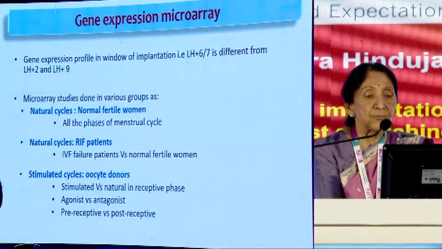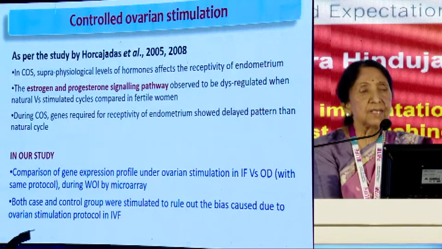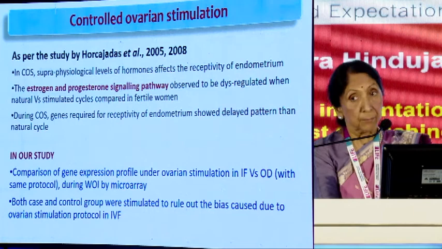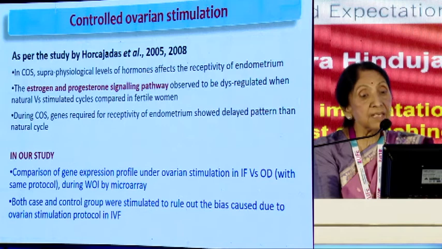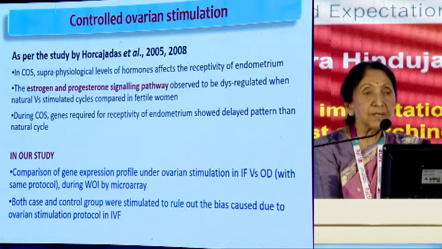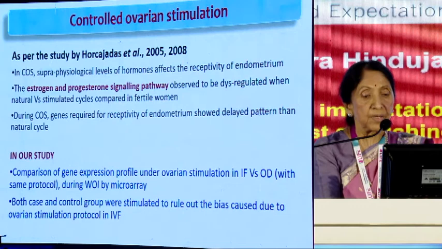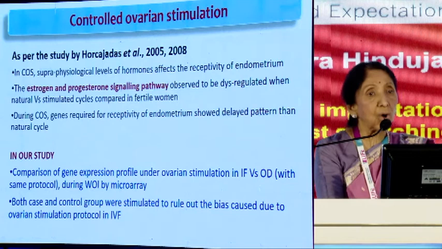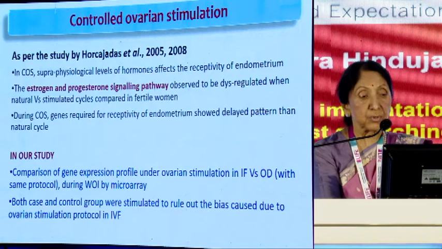Why? Because we know that under supraphysiological levels of hormones, receptivity always gets affected. It probably gets deteriorated, and the estrogen and progesterone signaling pathways are also observed to be dysregulated. Not only that, the genes expressed by the endometrium have also shown a delayed pattern. Therefore, you cannot extrapolate from the normal natural cycle to the stimulated cycle.